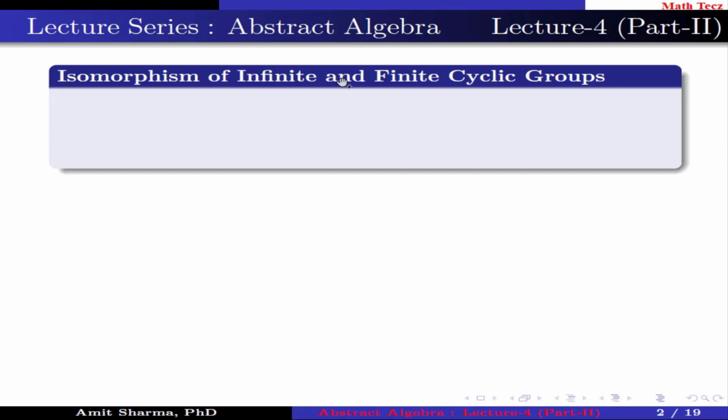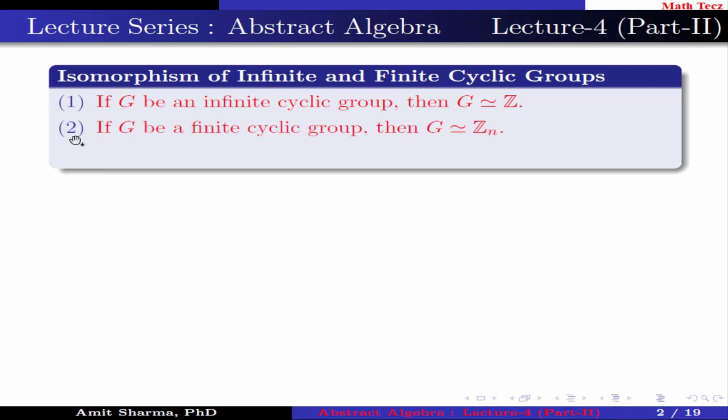Isomorphism of infinite and finite cyclic groups. Number 1. If G is an infinite cyclic group, then G is isomorphic to Z. Number 2. If G is a finite cyclic group, then G is isomorphic to Zn. Number 3. If the order of G is p, where p is a prime number, then G is isomorphic to Zp.